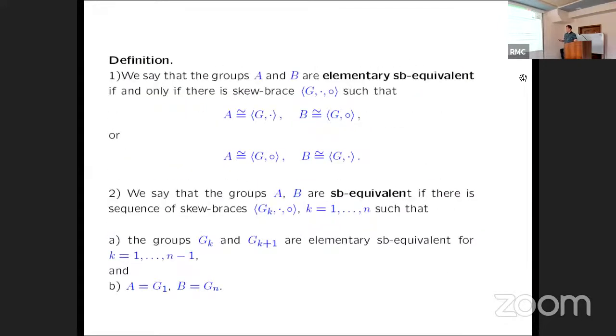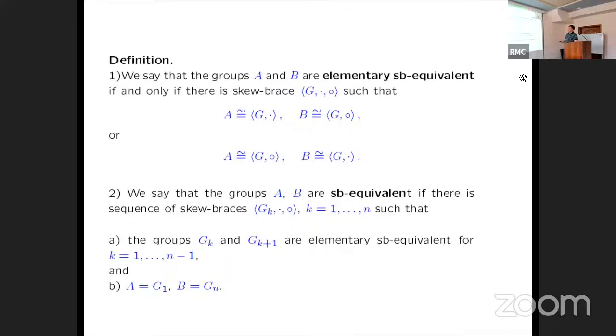And I want to give some definition and maybe formulate an interesting question. We say that two groups A and B are elementary SB equivalent (SB comes from skew brace) if and only if there is a skew brace G with operation dot such that A and B are the additive and multiplicative groups, or the multiplicative and additive groups.